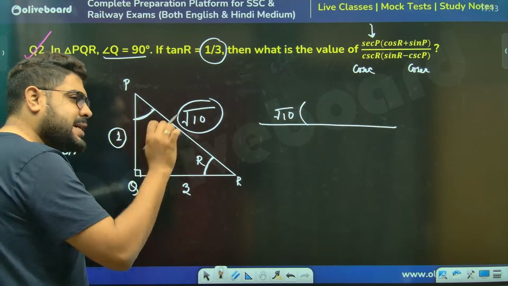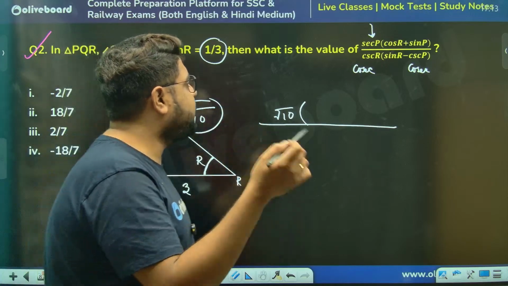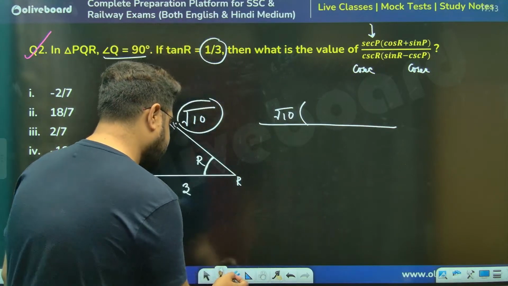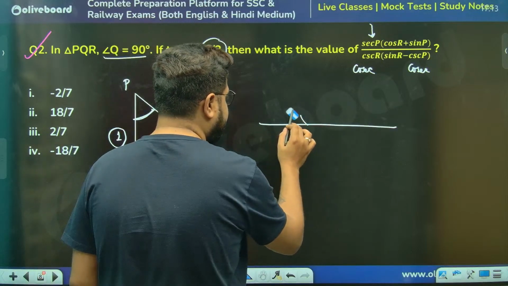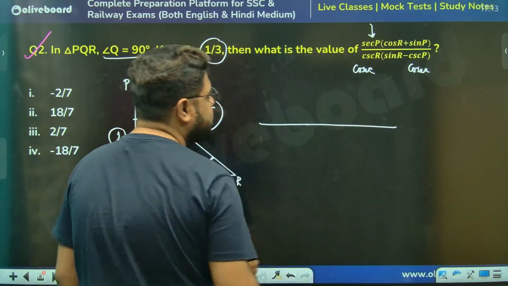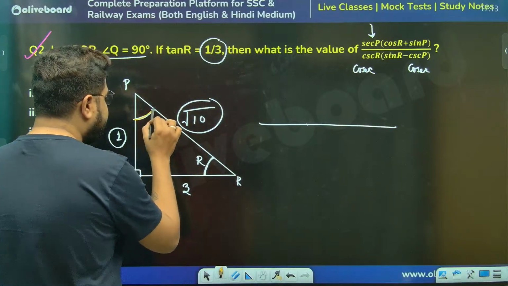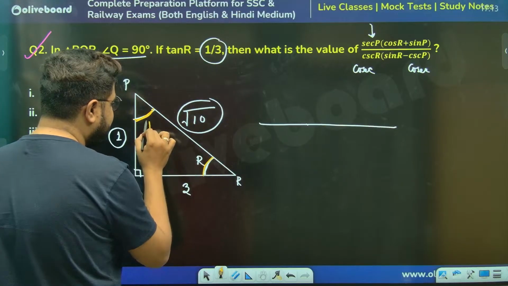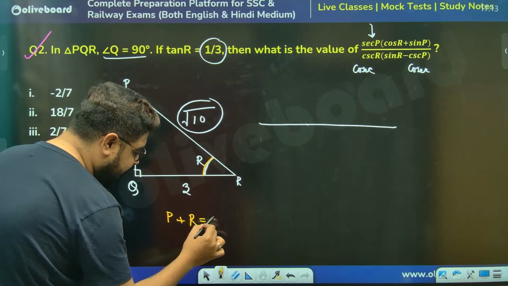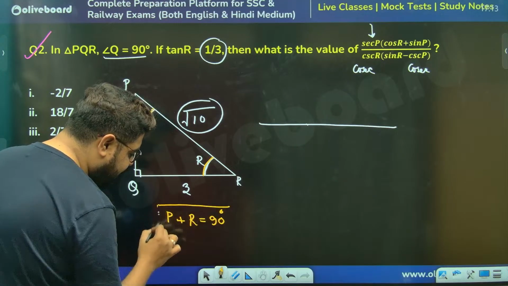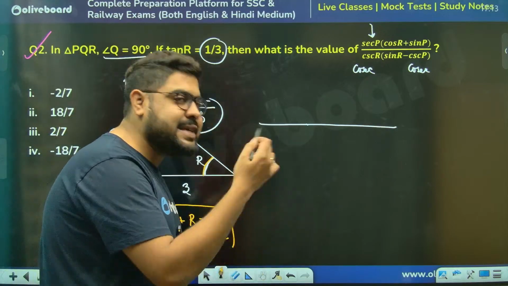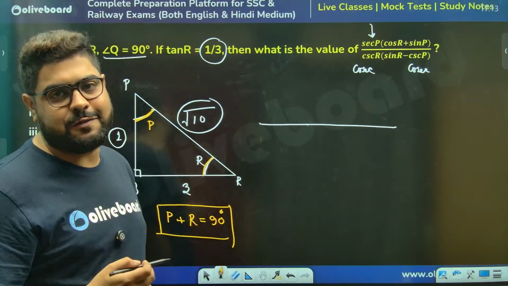Sir, please understand now, if you can do a little bit of work, sir. एक छोटा सा काम करें, sir, थोड़ा जल्दी कर पाओगे? If you guys know the basics, sir, here P and R are complementary angles. P plus R is 90 degree. Understand my point, what I'm trying to say here. This will be much easier. We can skip a lot of values, sir.